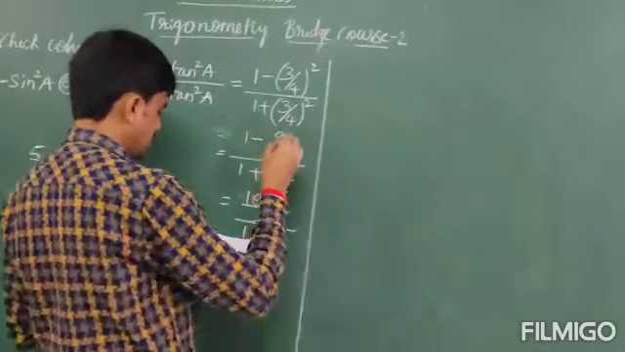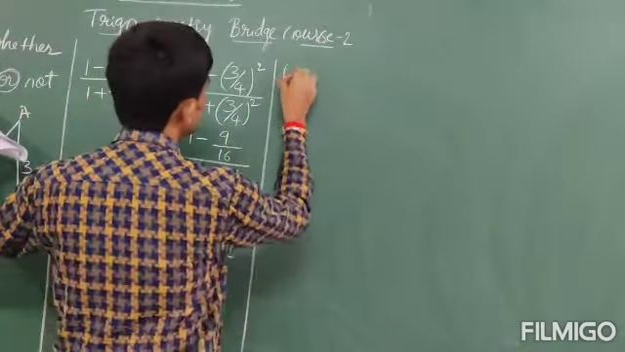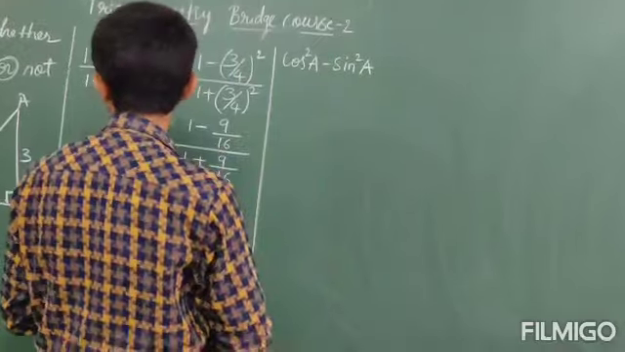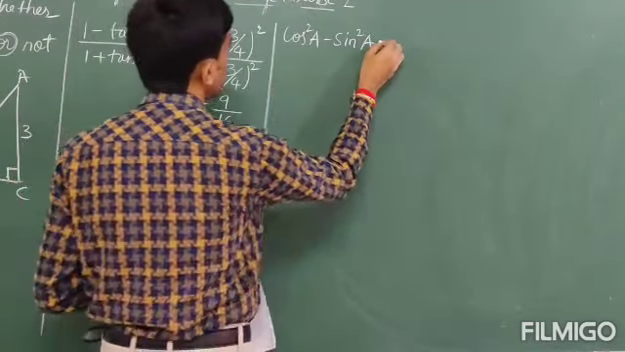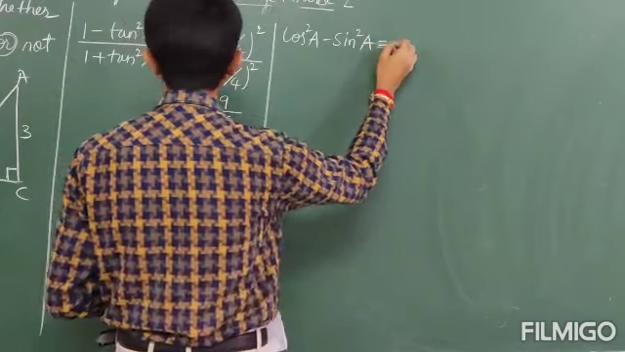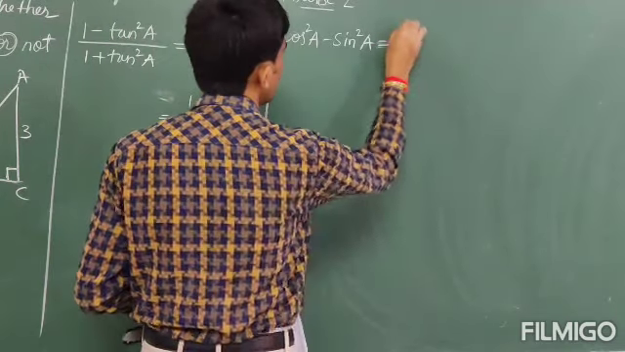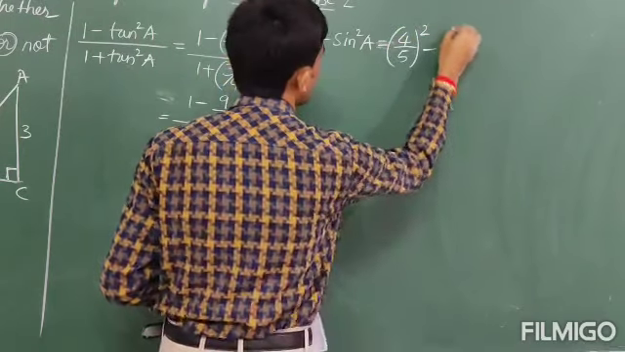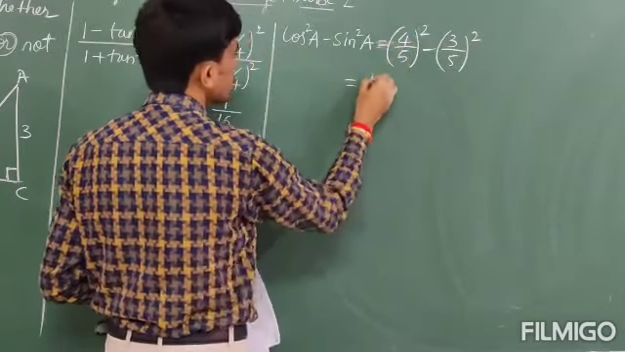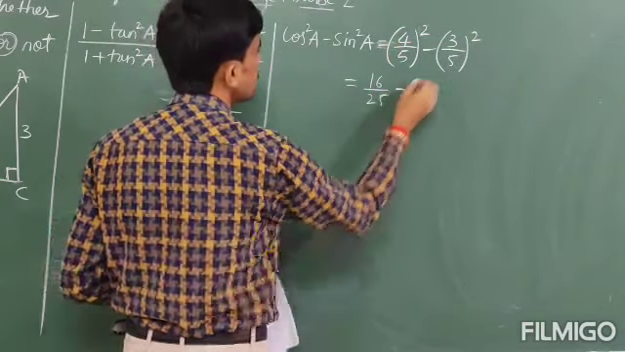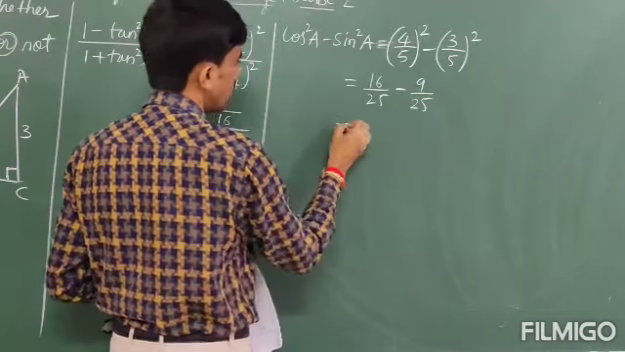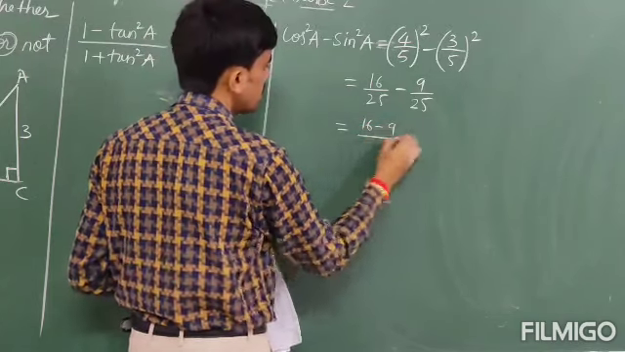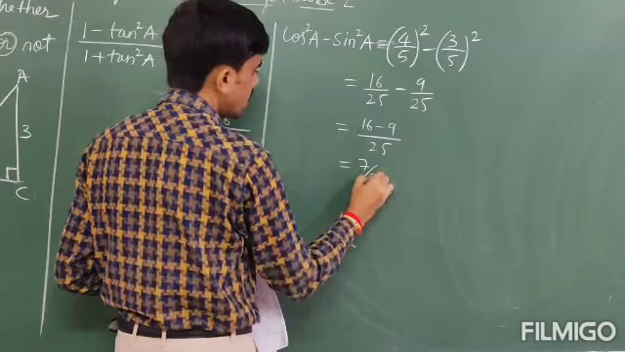In the same way, you have to find the value of the RHS, that is cos square A minus sin square A. So cos square A is how much? 4 by 5 whole square. Sin square A is how much? Sin square A is 3 by 5 whole square. Okay, 4 square is 16 by 25, minus 3 square 9 by 5 square is 25. So 16 minus 9 by 25, which is equal to 7 by 25.